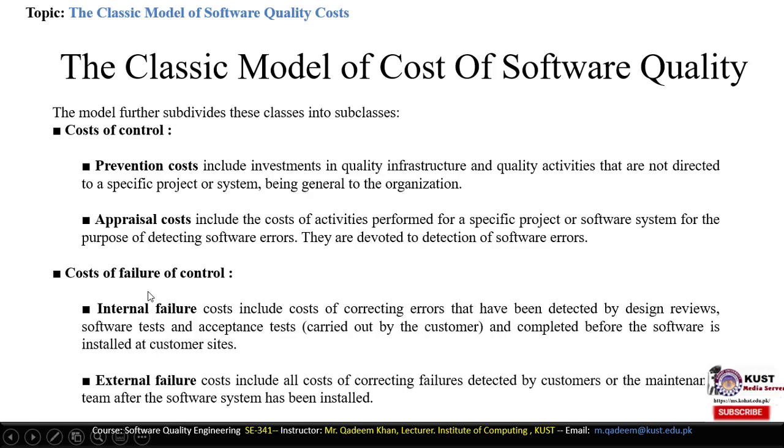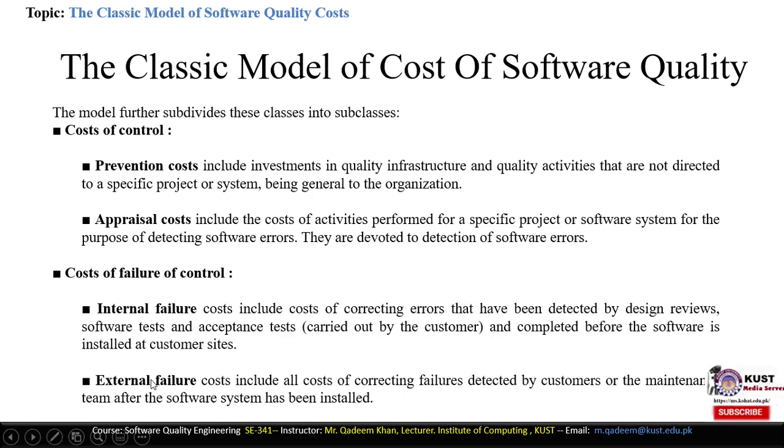Now in the cost of failure of the controls, the internal failure cost contains all costs for correcting the errors which have been detected by the design reviews, and similarly software tests, acceptance tests, and all the implementation errors that have happened during the implementation of the software system. So it includes all costs that occur inside the development organization.